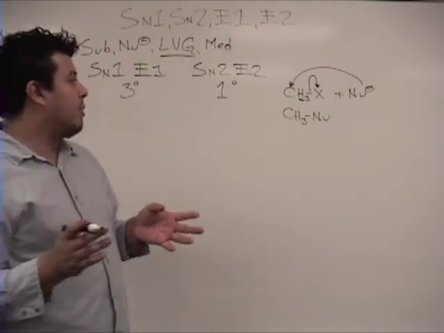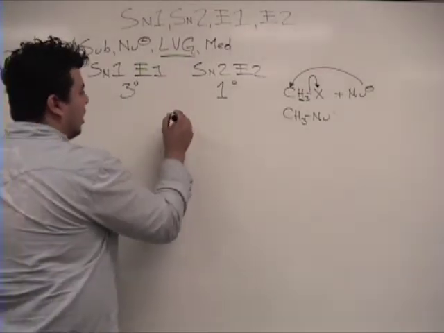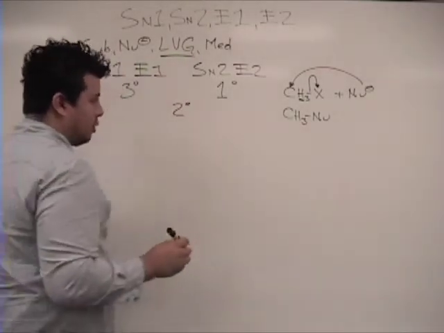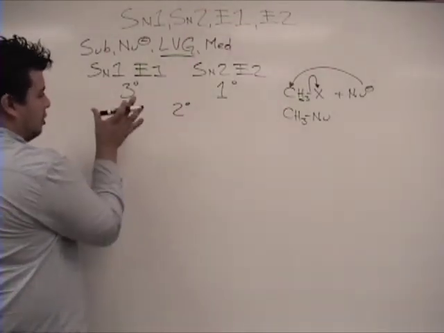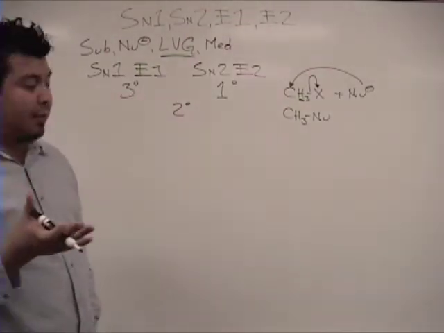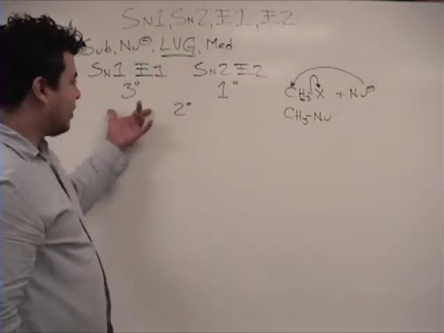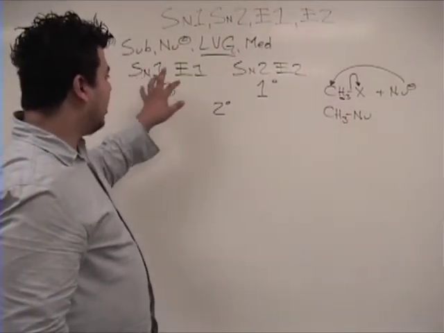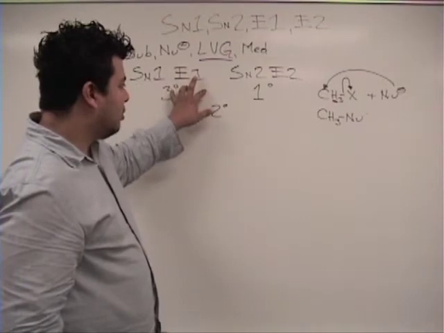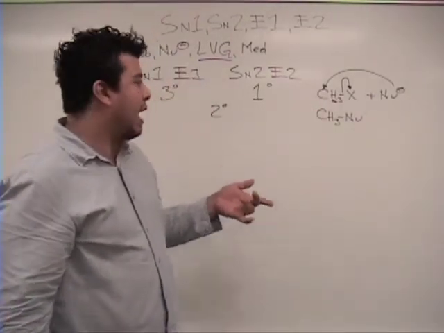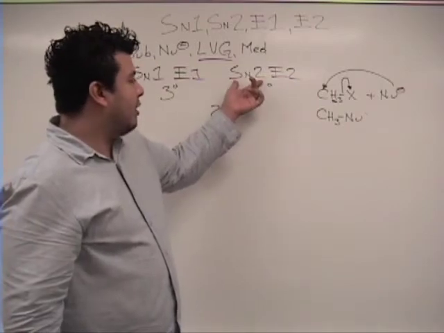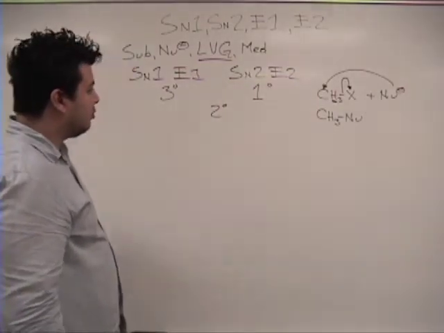Now, the problem comes when we're talking about a secondary leaving group, because a secondary leaving group can make a relatively stable carbocation, so you will have Sn1 and E1, but it also has plenty of room for a backside attack, so you will have Sn2 and E2.